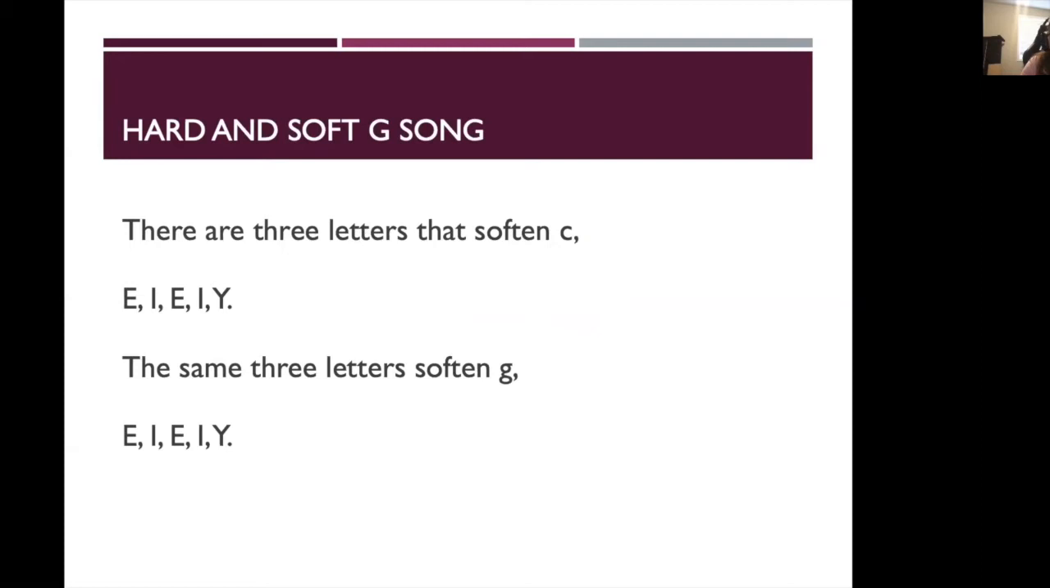So I have a song to sing with you to help practice and remember those special letters that can be a clue for you. If you already watched the video on the hard and soft C sound, then you've already heard this song. And if you didn't, then you're gonna hear it there too. So let's sing it together, and it goes like this.